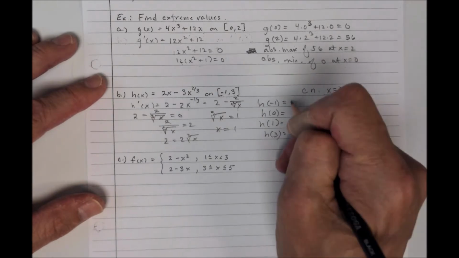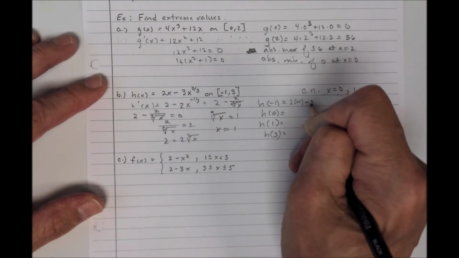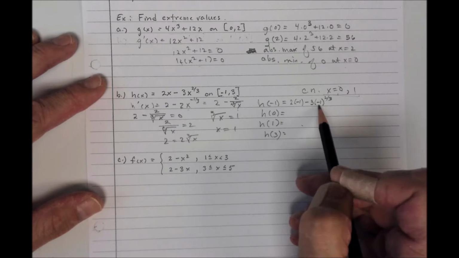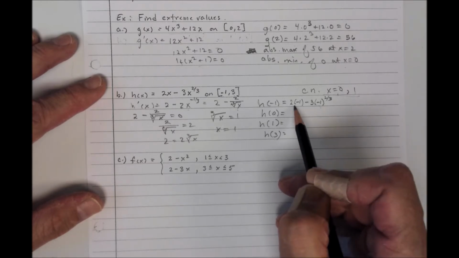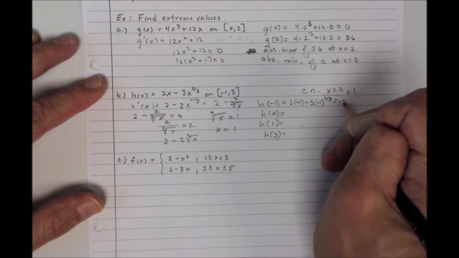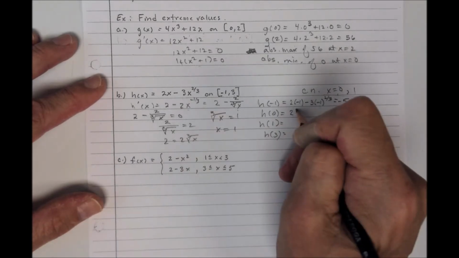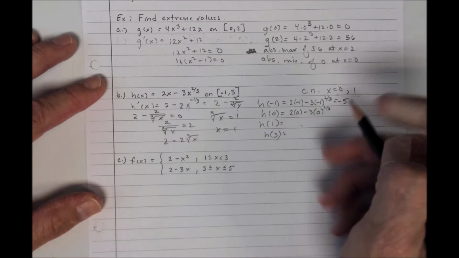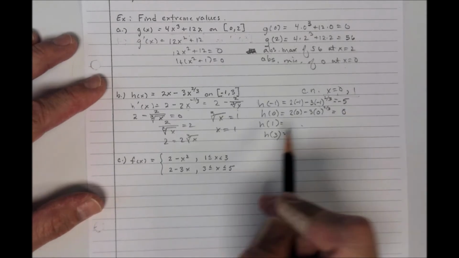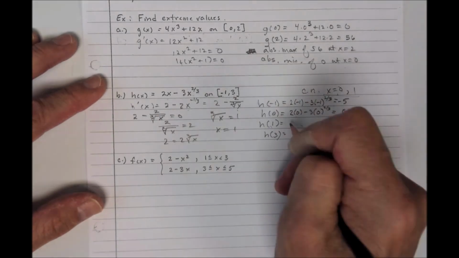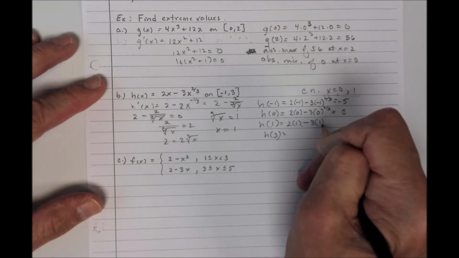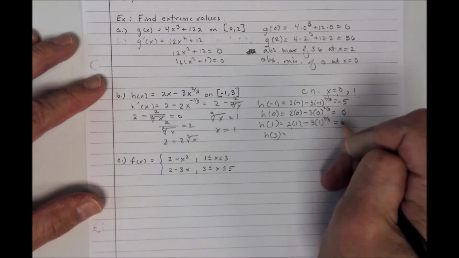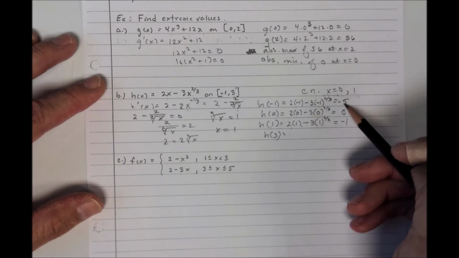So this is going to be 2 times negative 1 minus 3 times negative 1 to the 2/3. Negative 1 to the 2/3 is going to be 1. So this is negative 2 minus 3, which is negative 5. Now I'll substitute 0 in. 2 times 0 minus 3 times 0 to the 2/3. This is 0. Then I plug 1 in. I get 2 times 1 minus 3 times 1 to the 2/3. So this is 2 minus, of course this is just 1, minus 3 is negative 1. Well, right now that's my smallest value. Right now that's my largest value.